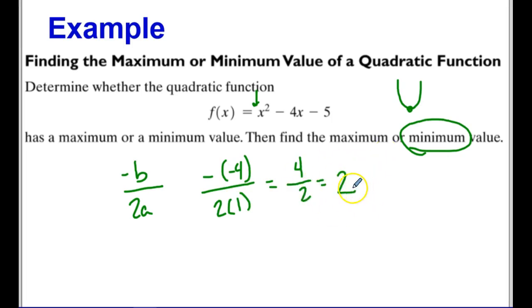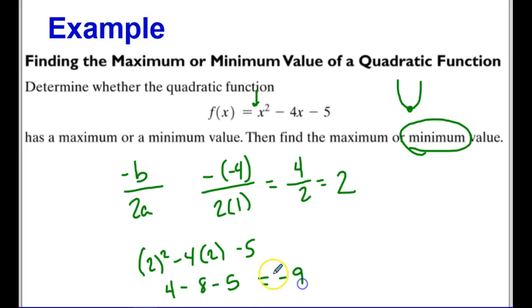This is not the actual maximum or minimum. This is where it happens. So to find the minimum, I plug that 2 back into my original equation, and I find the value here. The y value will be my minimum. So 2 squared is 4, minus 4 times 2 is 8, minus 5. So 4 minus 8 is -4, minus 5 is -9. So my minimum value for this function would be -9. So again, all I did first was determine, does this graph open up or down? So that will tell me if I have a maximum or a minimum. And then I find the y value of my vertex, which will give me that maximum or minimum.